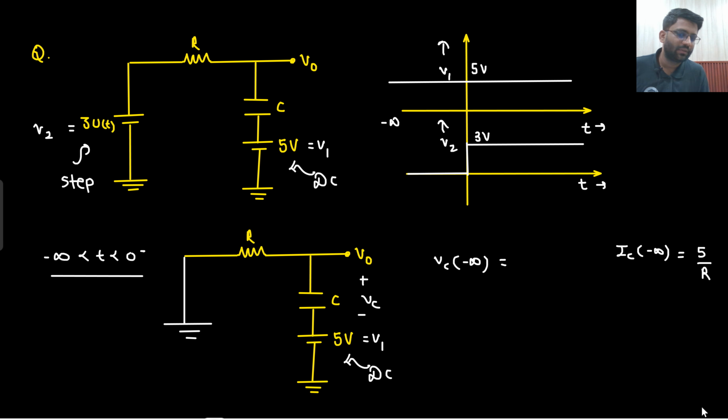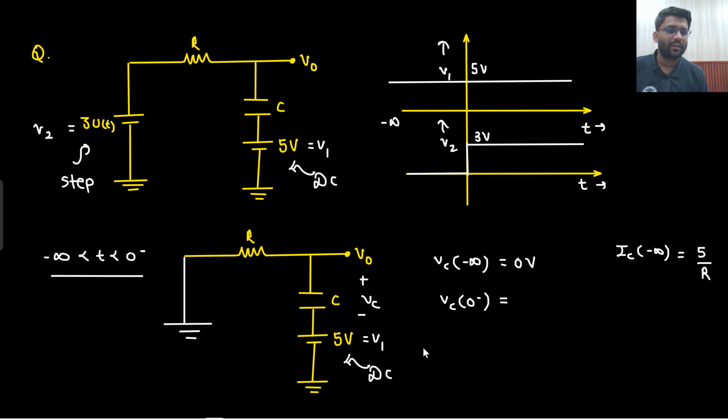Is this current impulsive? No. If this current is not impulsive, it will hold its initial voltage, which is 0 only. If there is no impulsive current, there will not be any instantaneous change in the voltage. So what will the voltage be? 0 volt only. And what will happen at the steady state?